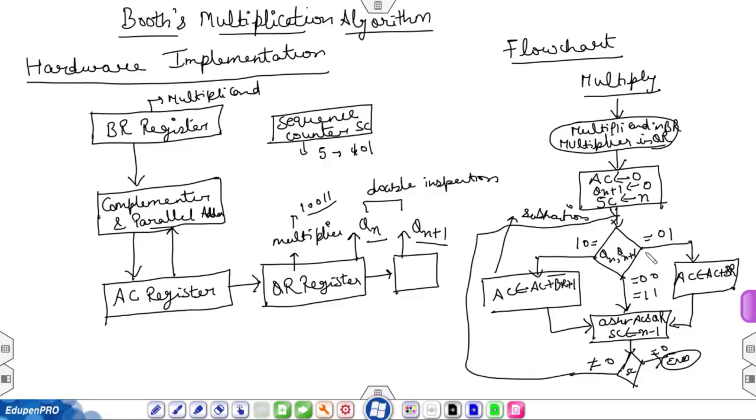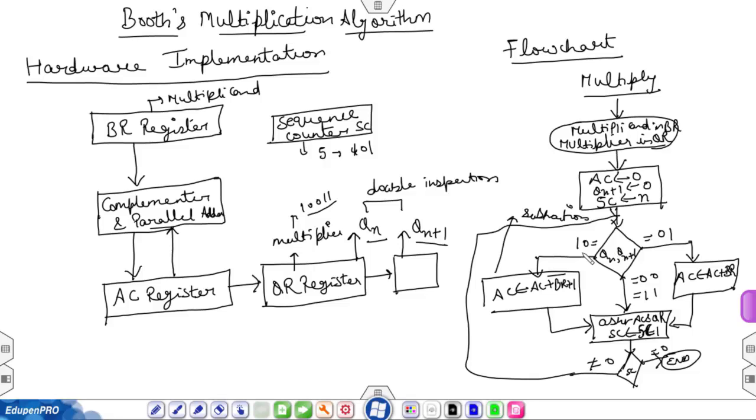If QN is 0 and QN plus 1 is equal to 1, then the partial product and the multiplicand will be added and the result will be stored in the AC register. After that, an arithmetic shift right operation on registers AC and QR will be performed and the sequence counter will be decremented by 1. After that, the sequence counter will be checked. If the value of the sequence counter is 0, then the process will end. That means multiplication is completed. But if the sequence counter value is not equal to 0, then the comparison of QN and QN plus 1 is repeated.